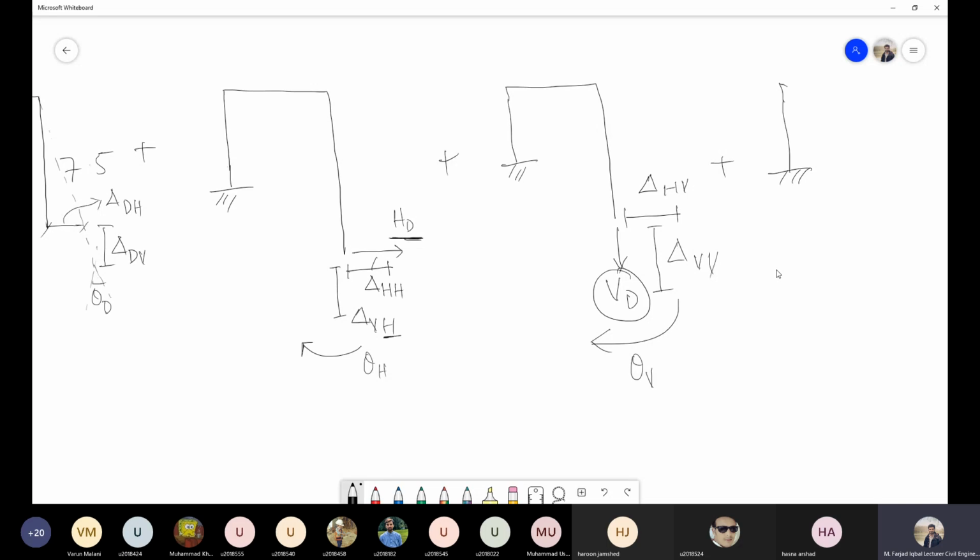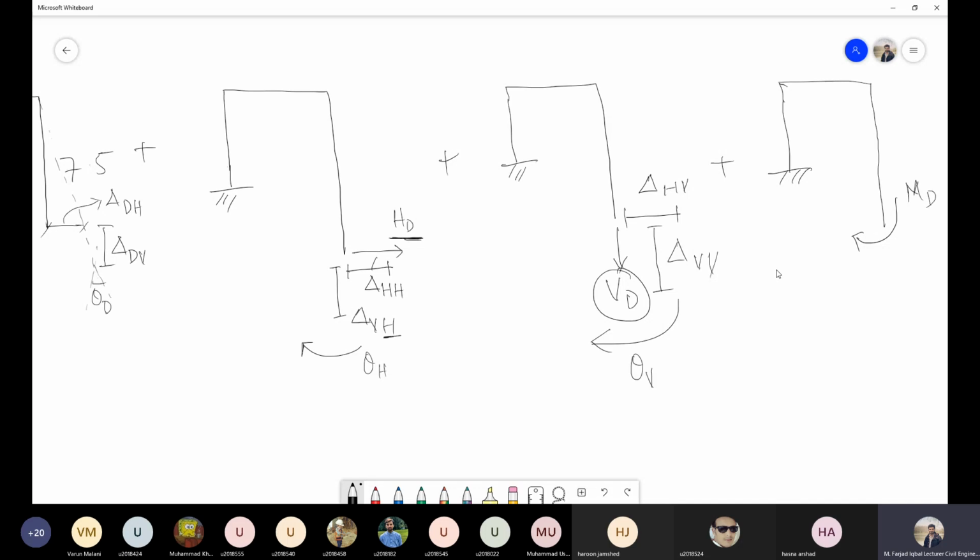And in the third case, we will apply this particular movement, which we can call theta D. That theta D, we have already used that term. We can call this MD, or movement at point D.